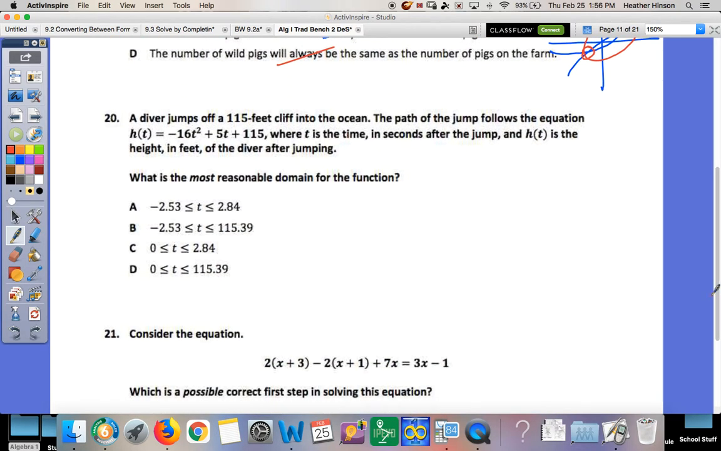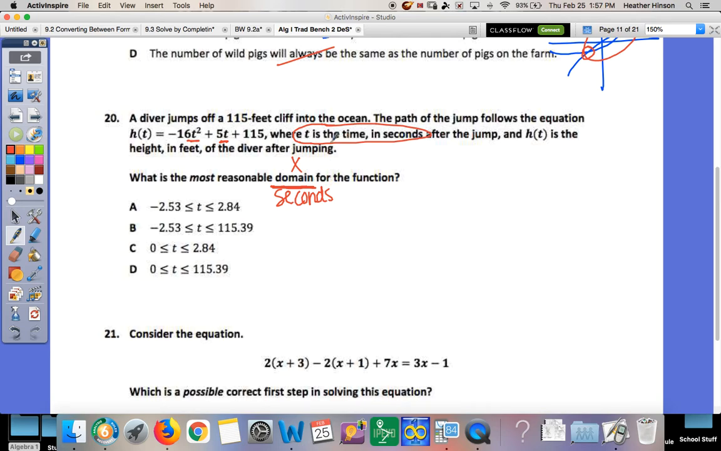Okay, number 20. A diver jumps off a 115-foot cliff into the ocean. The path of the jump follows the equation h of t equals negative 16t squared plus 5t plus 115, where t is time in seconds after the jump, and h of t is the height in feet of the diver after jumping. What's the most reasonable domain for the function? What is domain, x or y? Domain is x, which in this problem is being represented by t, which is our time in seconds.